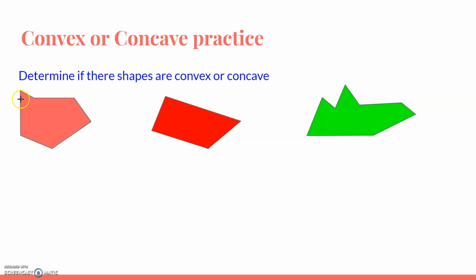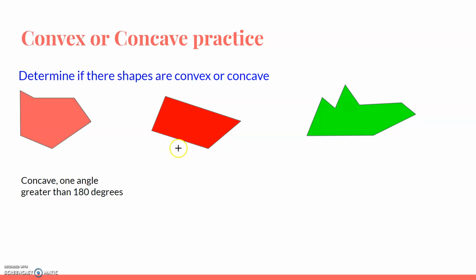So for the first one, this angle is not greater than 180 degrees. This is acute. This is obtuse, but not greater than 180 degrees. Obtuse, but same case. This is acute, obtuse, but still smaller than 180 degrees. But right here, this is greater than 180 degrees, almost hitting 205, 210 degrees. So this is going to be concave with one angle greater than 180 degrees.